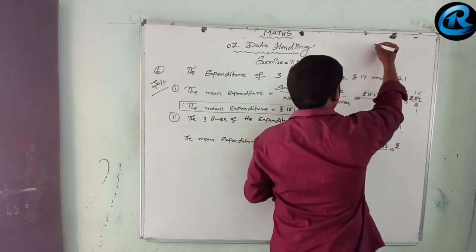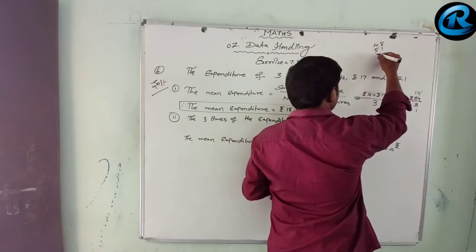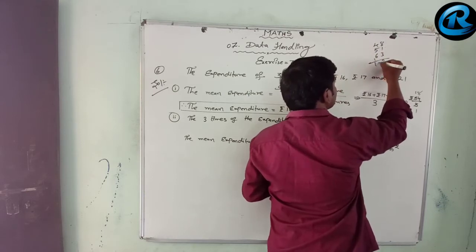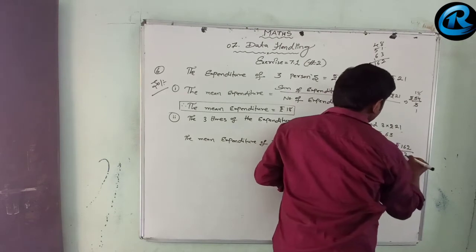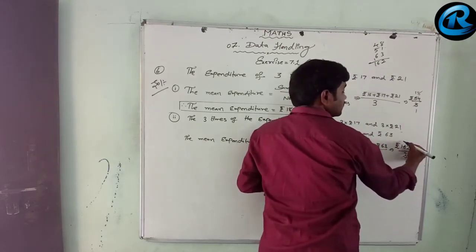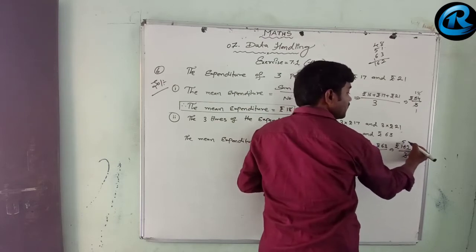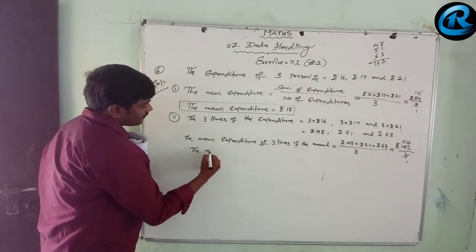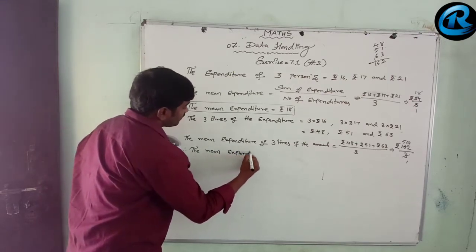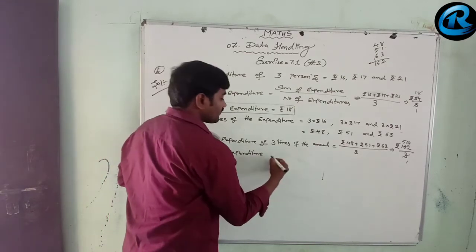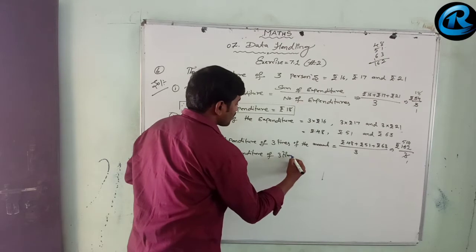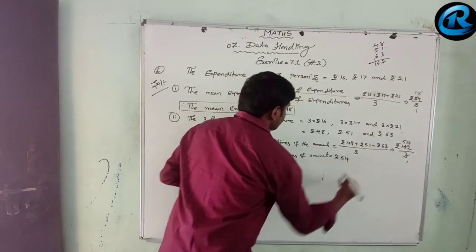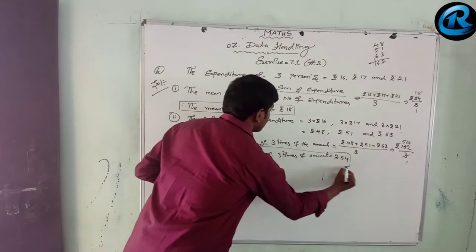Rupees 48, 51 and 63. This is 9 plus 3 is 12, 1 carry. Here 9, 10, 16, that is 162 rupees. Divided by 3: 3 ones are 3, 3 fives are 15, 1 carry, that becomes 12, 3 fours are 12. That is rupees 54. The mean expenditure of 3 times the amount is equal to rupees 54.